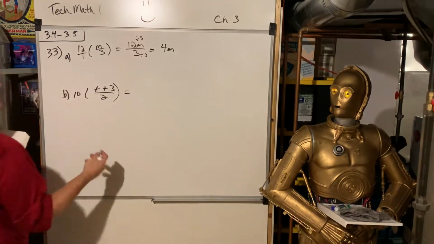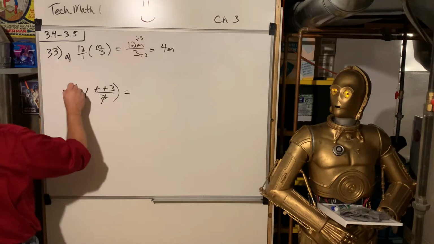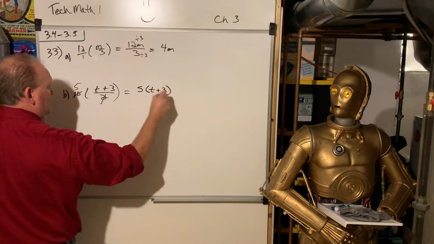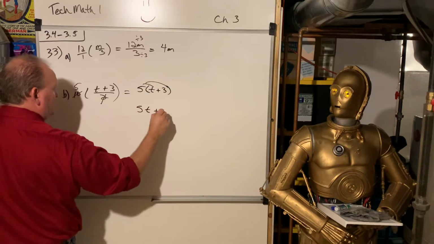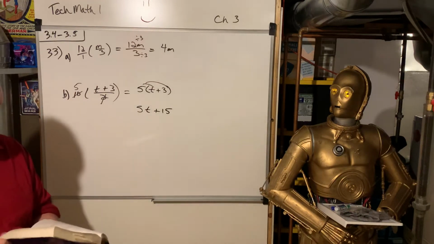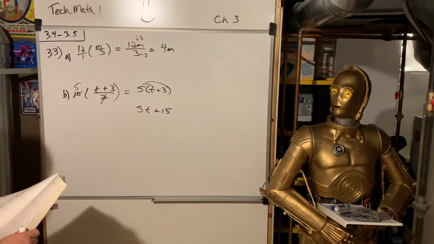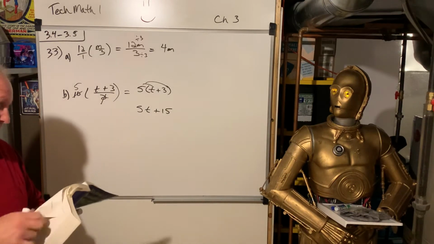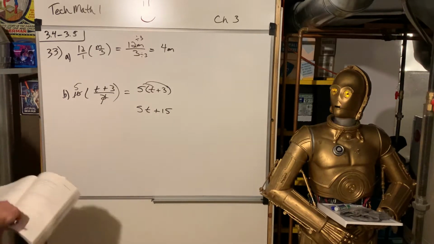All right, another way to think of it is you cancel the 2 into the 10 5 times. And you got 5 times t plus 3. And then you do the distributive property, so 5t plus 15. So kind of two different ways to look at that. Oh, they didn't even distribute on the answers. They just left it 5 times t plus 3. That's fine, either way. So let's jump to number 40.